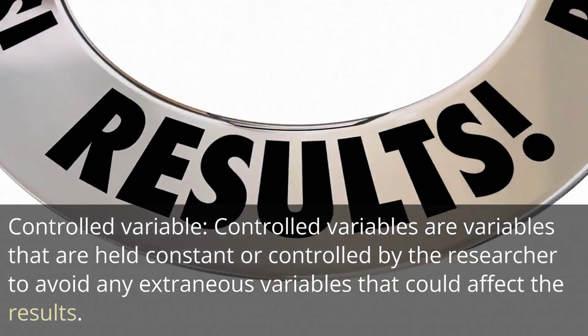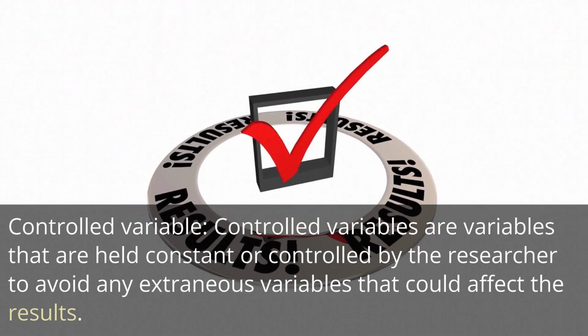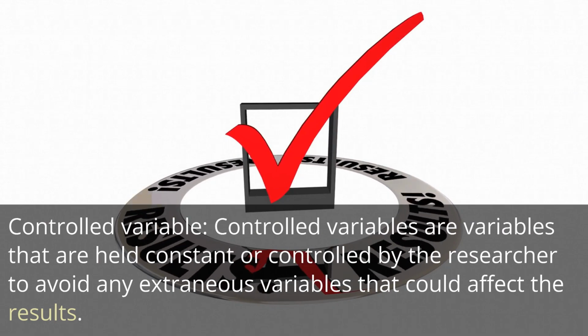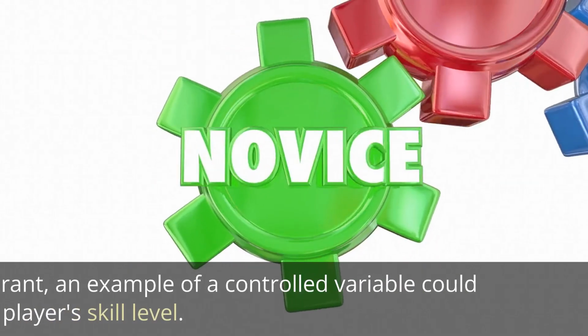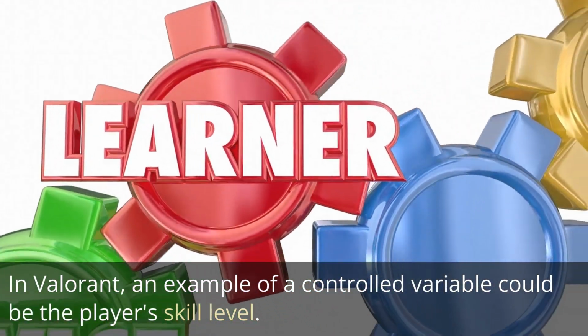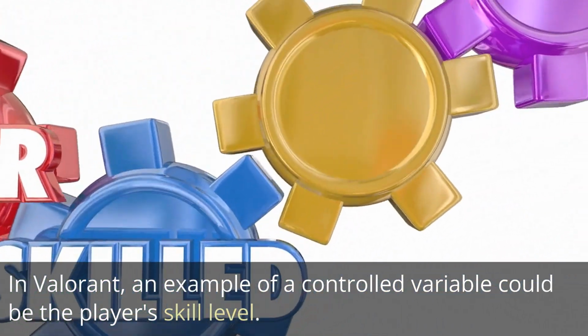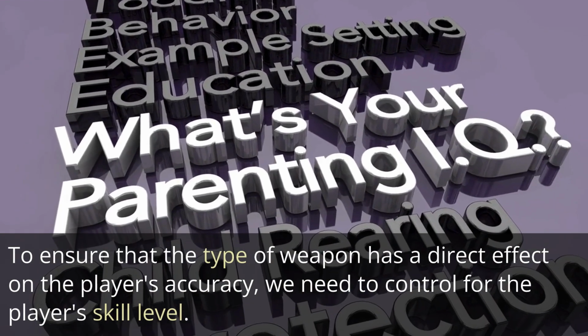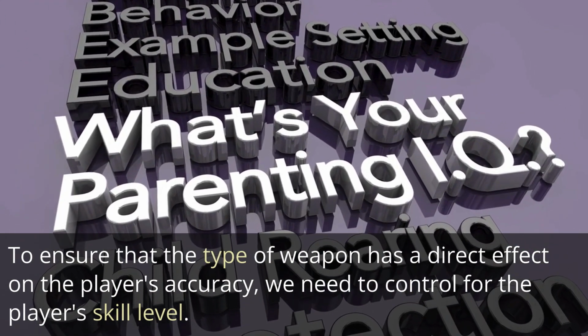Controlled variable. Controlled variables are variables that are held constant or controlled by the researcher to avoid any extraneous variables that could affect the results. In Valorant, an example of a controlled variable could be the player's skill level. To ensure that the type of weapon has a direct effect on the player's accuracy, we need to control for the player's skill level.